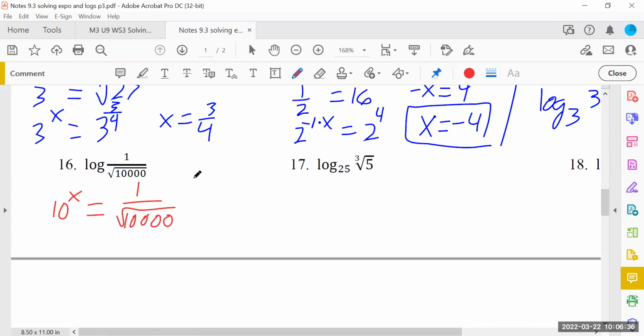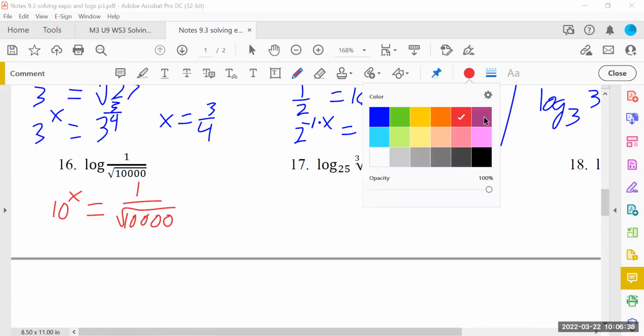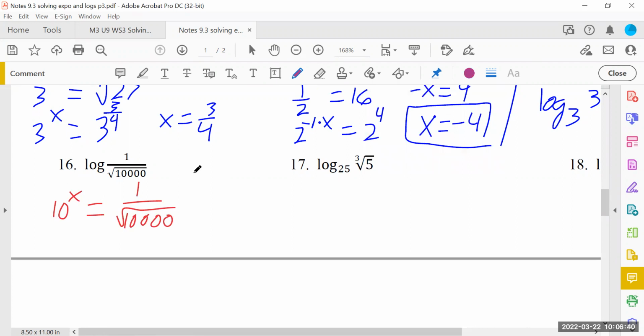10 to the x power then. Can I write 10,000 as 10 to a power? So what power makes 10,000? 10 to what power makes 10,000? 4. 1, 2, 3, 4 zeros. So this is 10 to the 4th power. What makes it 1 over that?